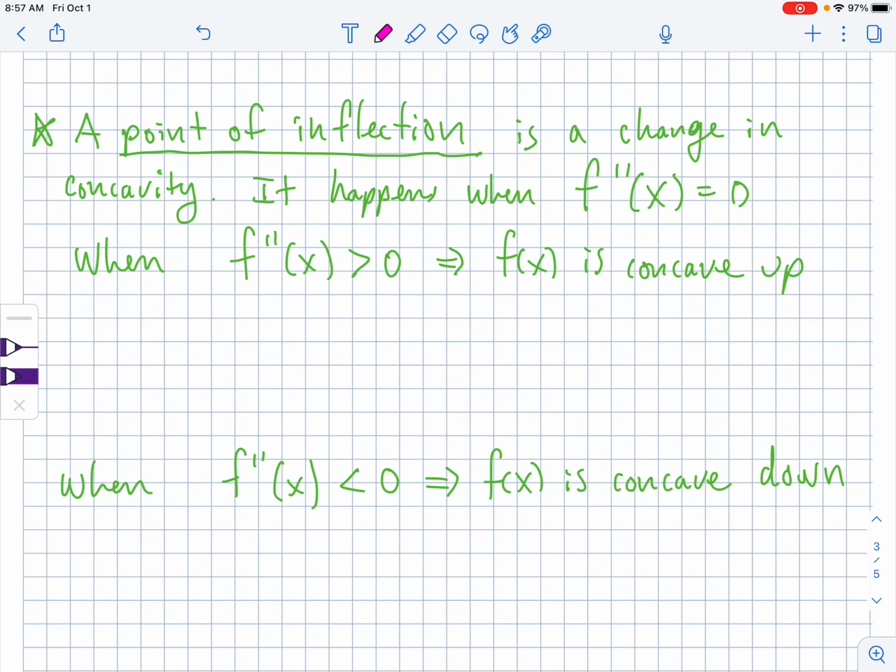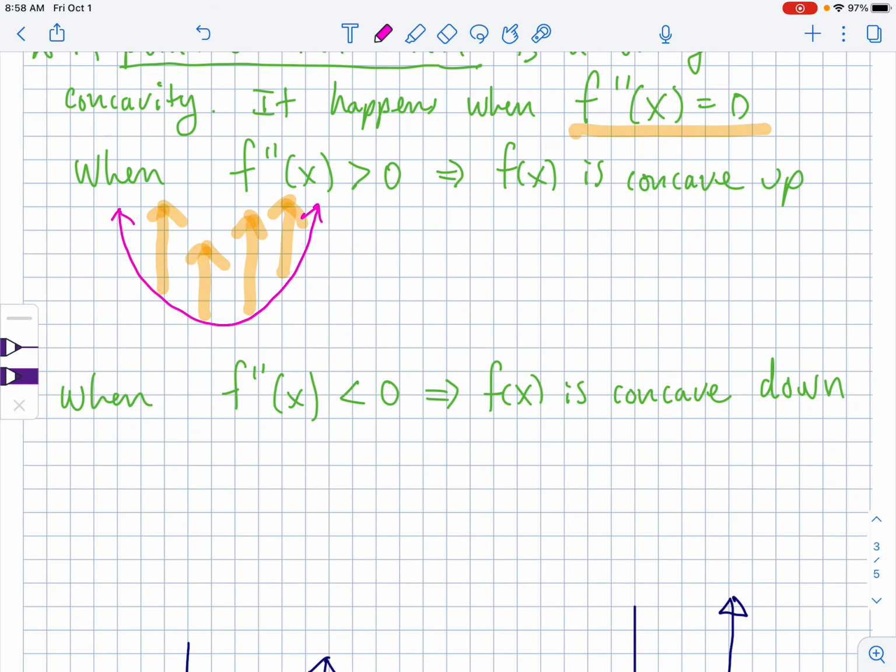All right. A point of inflection is a change in concavity, and I'll explain what concavity means in a second. It happens when your second derivative is equal to 0. So concavity, let's just go with a basic parabola. Even though this parabola has a negative slope here and a positive slope here, this whole thing has positive concavity because it's concave up. So it's all about what direction it opens to. So this is a graph that's concave up.